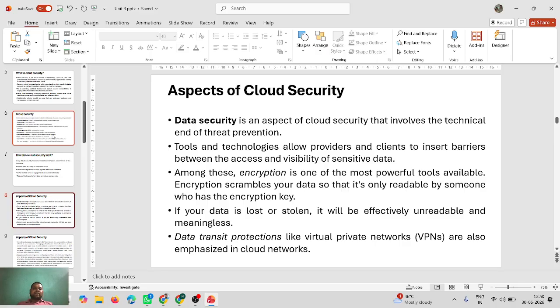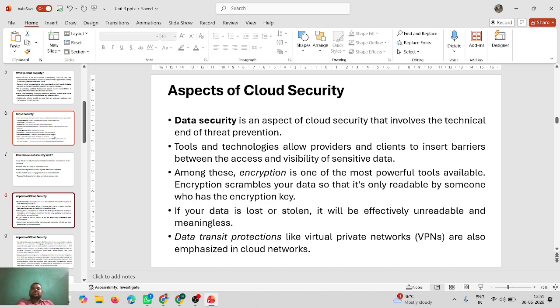Then come the aspects of cloud security. What are the different aspects of cloud security? Data security, of course, is the first important aspect. Data security is to protect your data. It might be normal data or sensitive data, such as a medical record, personal images, or videos. So the first and foremost aspect of cloud security is data security, to protect your data.